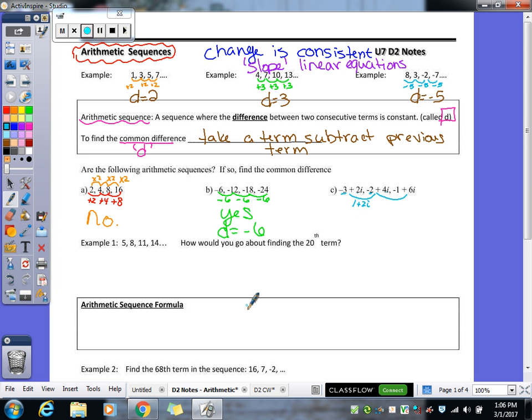Plus 2i. Is that true for my second term to my third term? Negative 2 to a negative 1, do I add 1? Yep. And then 4i to 6i would also be a plus 2i. So is this an arithmetic sequence? Yes. Our common difference would be 1 plus 2i, because that's what is added every single time.